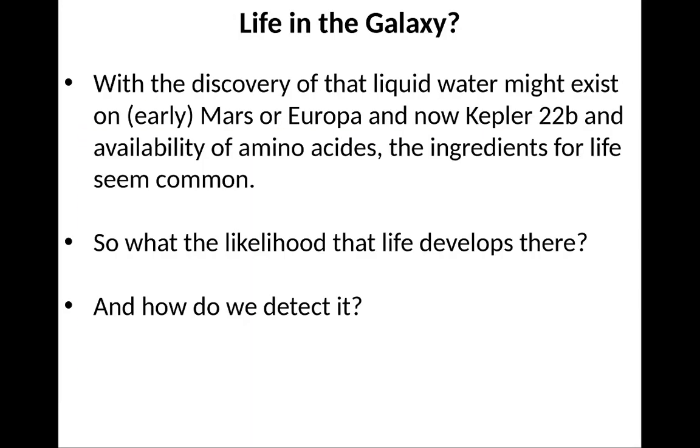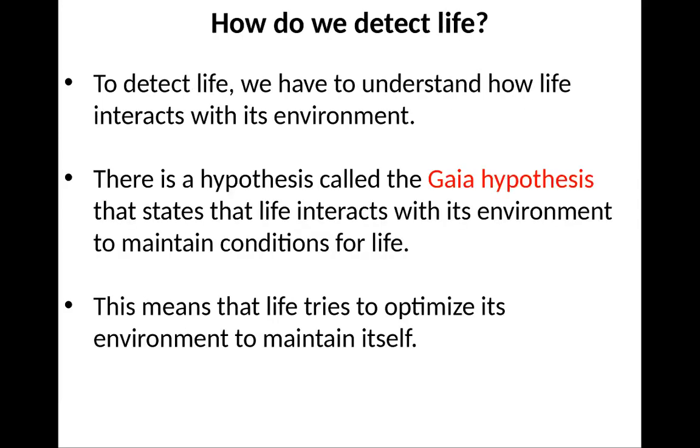So with the discovery of liquid water that might exist in early Mars or Europa and now Kepler-22b, and available amino acids, the ingredients for life are seen to be common. So what's the likelihood that life actually develops and how do we detect it? So how do we detect life? To detect life, we need to understand how life interacts with its environment.